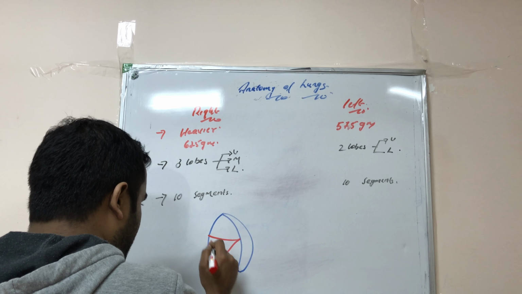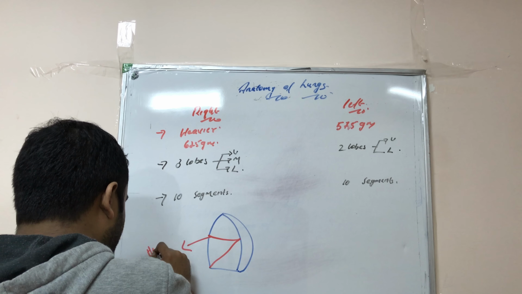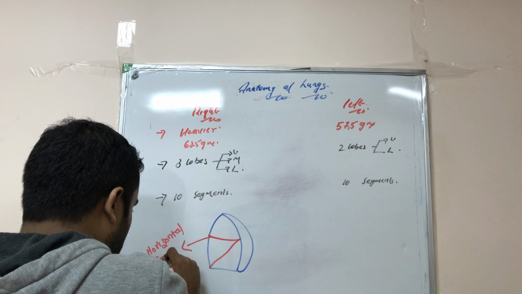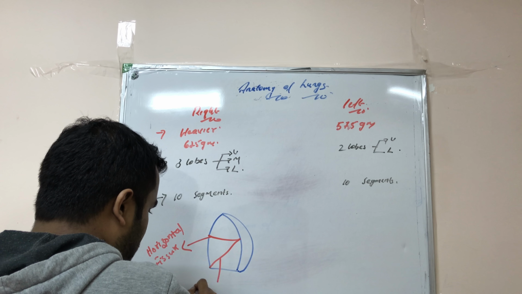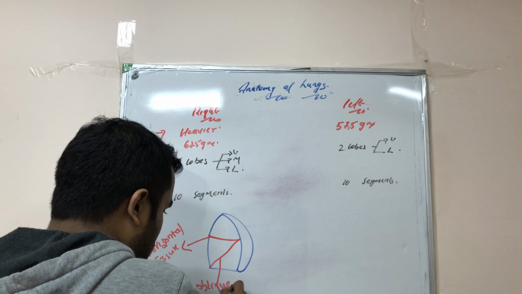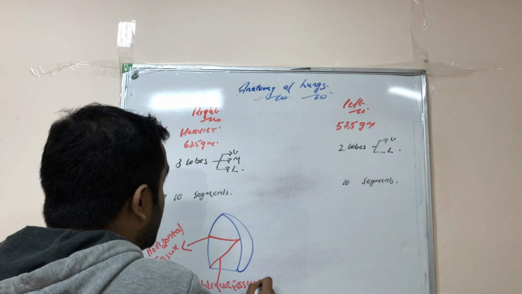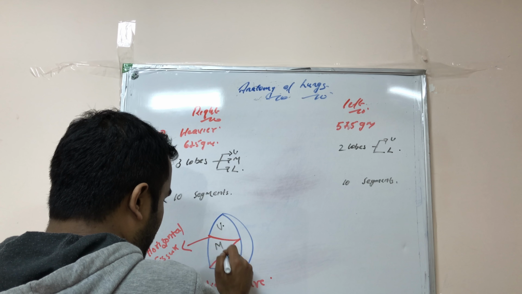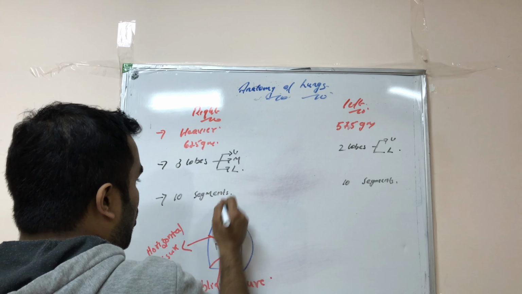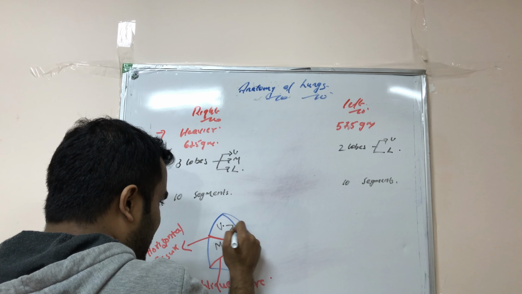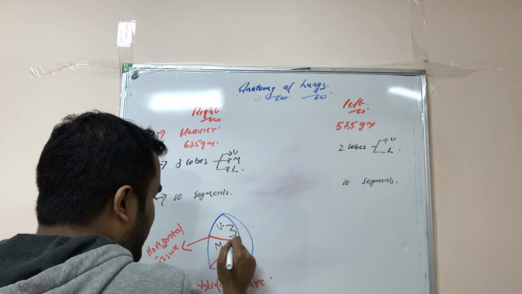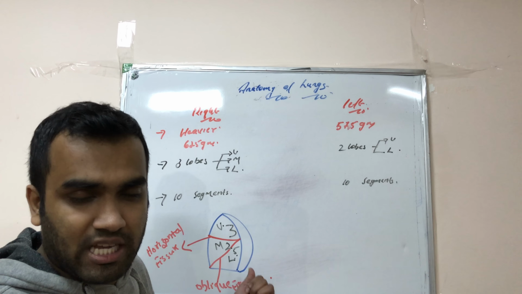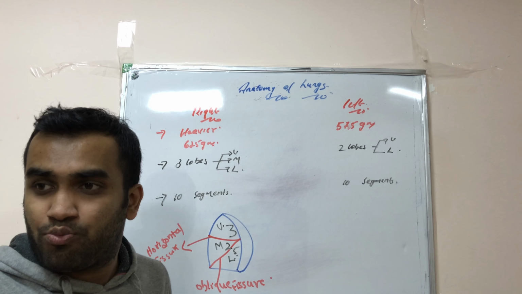So we have a fissure. This fissure is known as the horizontal fissure, and this fissure is known as the oblique fissure. This is the right lung, with the upper lobe, middle lobe and lower lobe. Of the total 10 segments, it is divided as 3 in the upper lobe, 2 in the middle and 5 in the lower lobe.